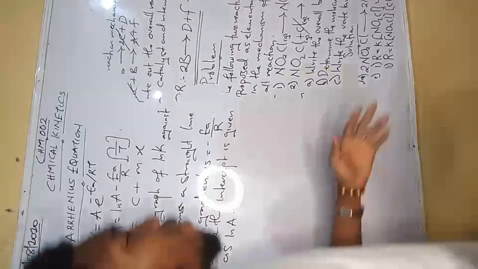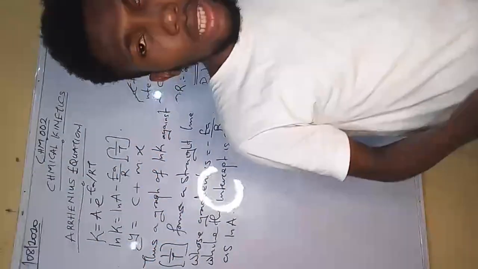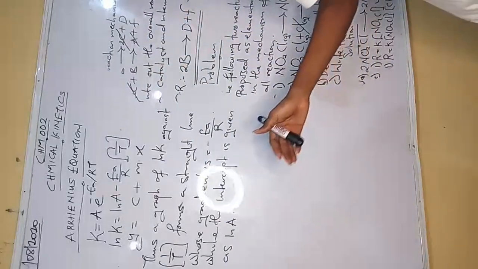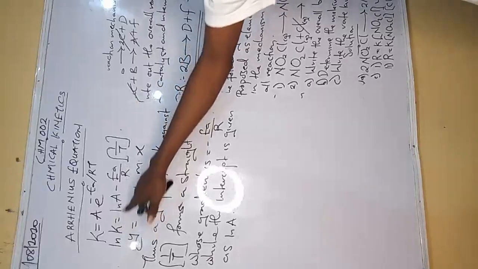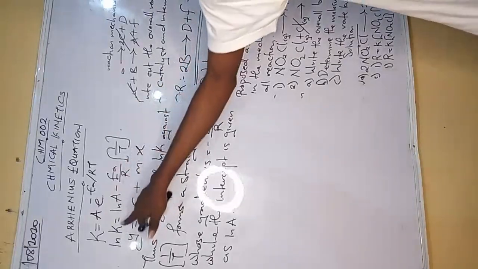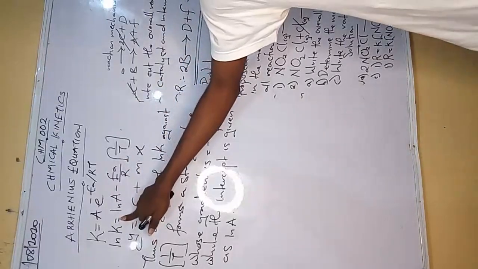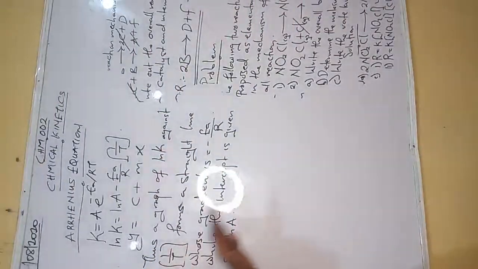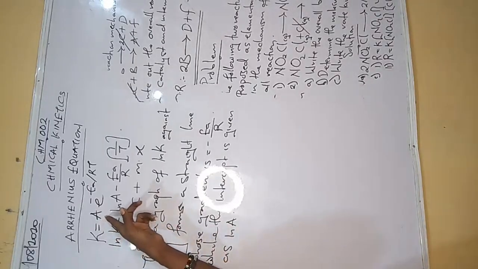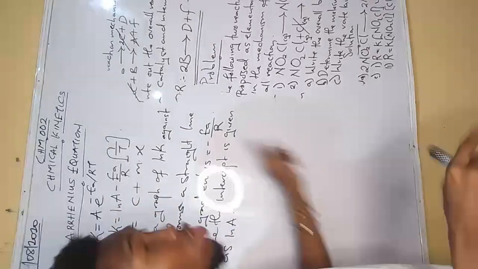Now, given a situation whereby you want to check the relationship between two different reactions with different rate constants, what do we do? For now, just quickly write this down so that we can move further. Although I want to believe you know how we got this. They can ask you to derive this.